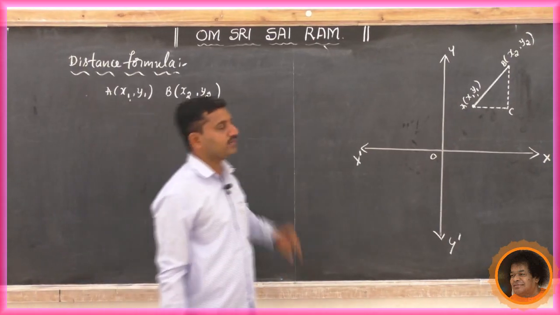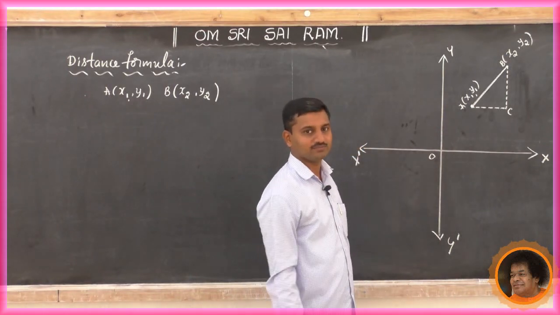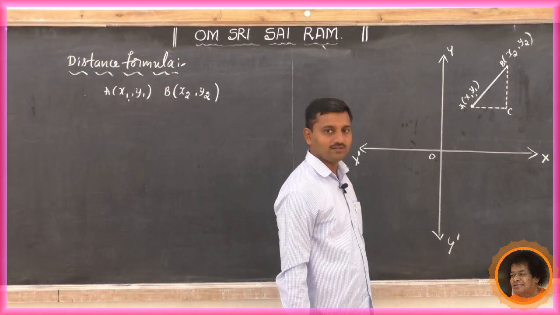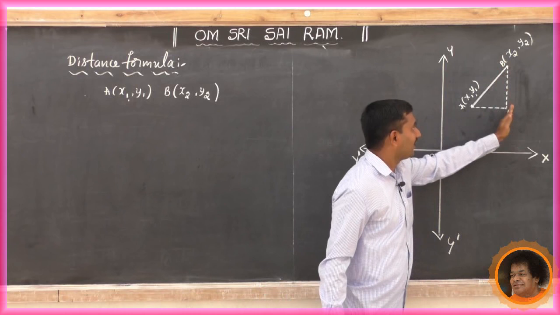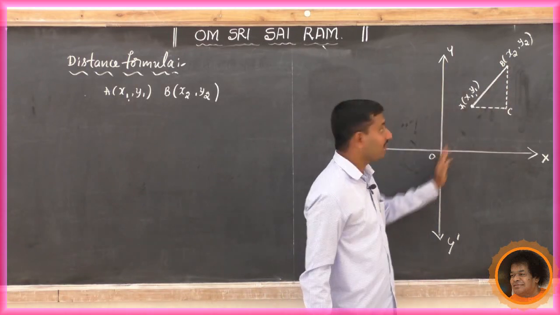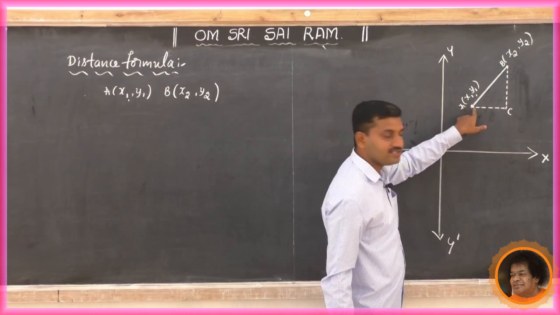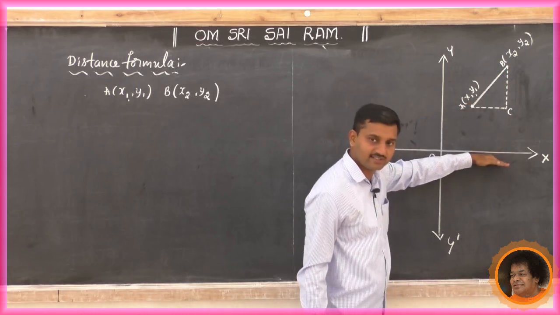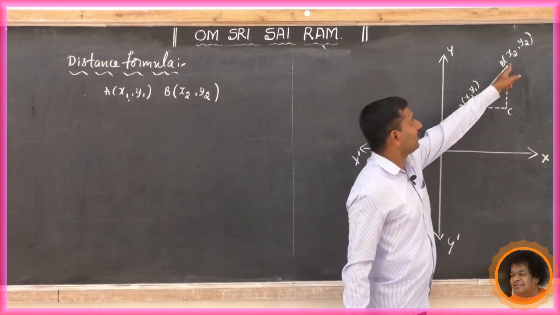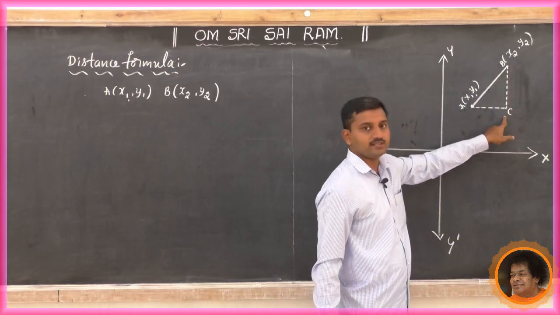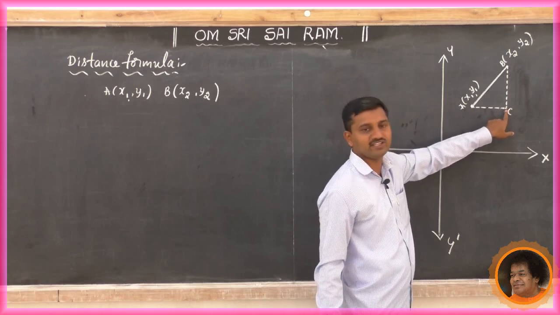So what is the distance between A and B? How to find the distance between A and B? By using the Pythagoras theorem. Draw BC parallel to the y-axis from the point B, and draw AC parallel to the x-axis from the point A. These two lines BC and AC intersect at a point, known as C.